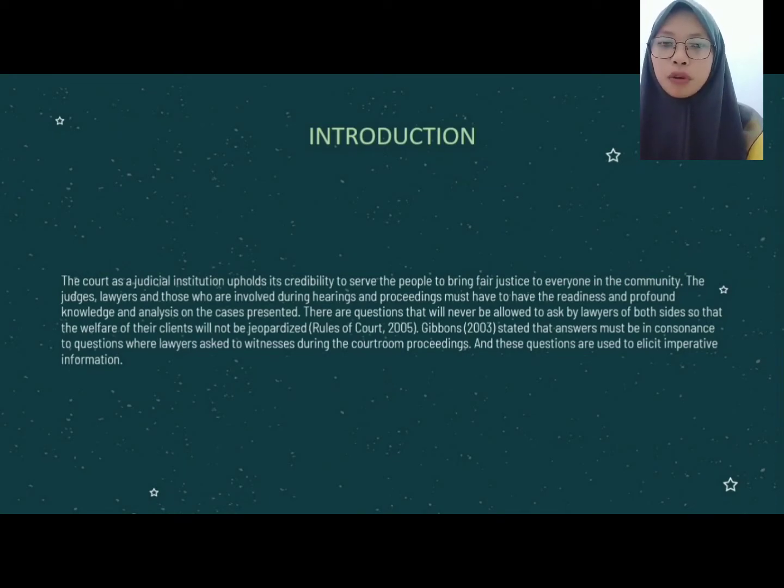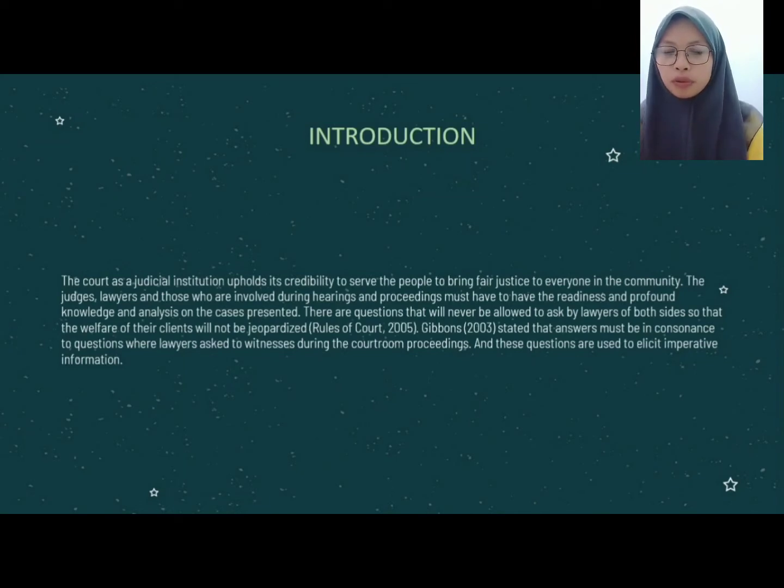Rules of Court 2007. Gibbons 2003 stated that answers must be in consonance to questions where lawyers ask witnesses during the courtroom proceedings, and these questions are used to elicit imperative information.